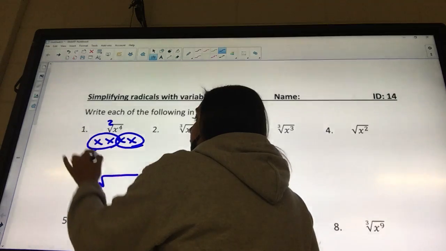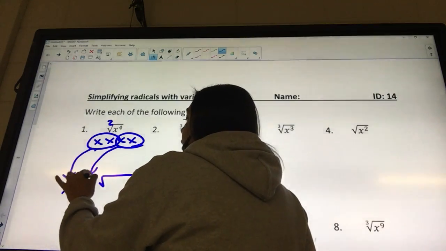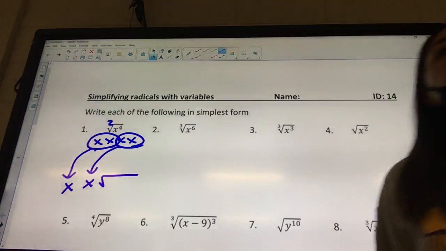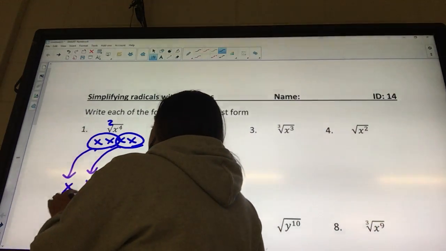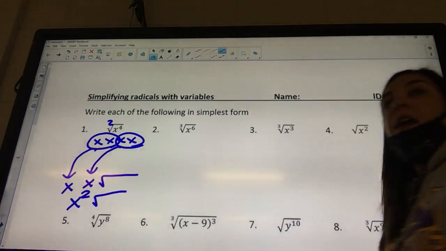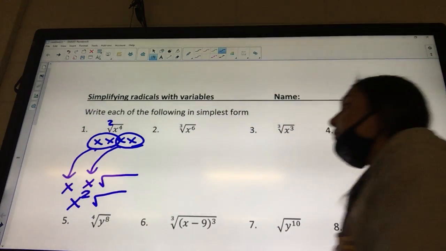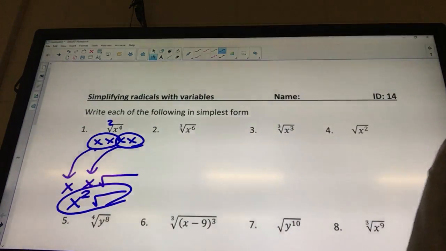So I put 1 for this one and 1 for this one. And what do you do with the outside? You times them. What is x times x? x squared. It's x to the 2. And then there's nobody left on the inside. So this is your answer, or your answer could just be x to the 2 power.